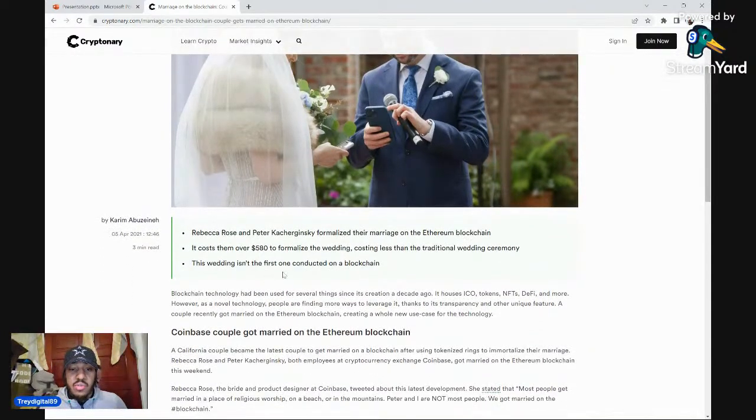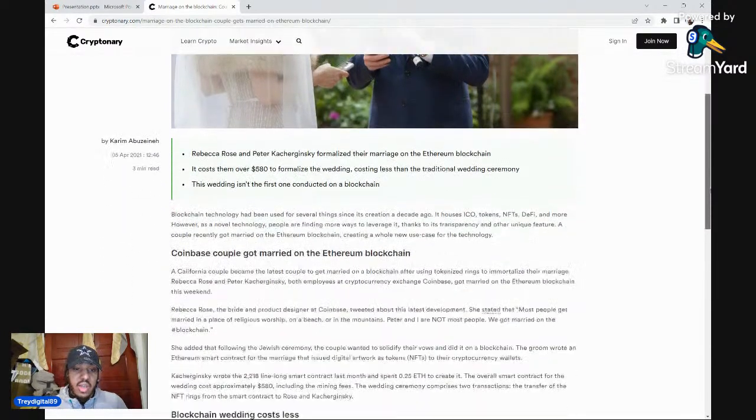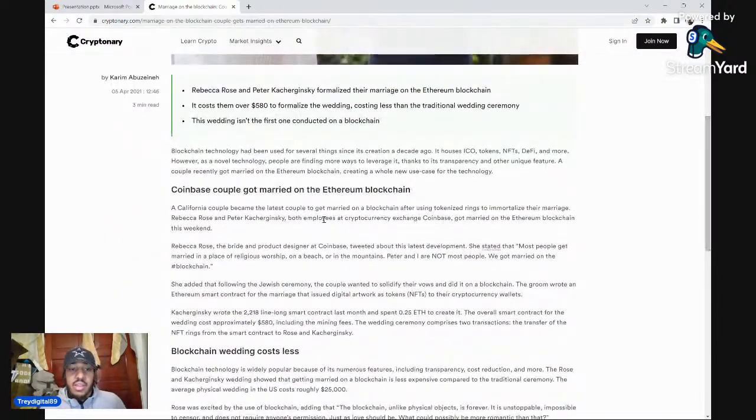The wedding isn't the first one conducted on the blockchain. Blockchain technology has been used for several things since its creation a decade ago. It houses ICOs, initial coin offerings, tokens, NFTs, DeFi, and more. However, as a novel technology, people are finding more ways to leverage it.